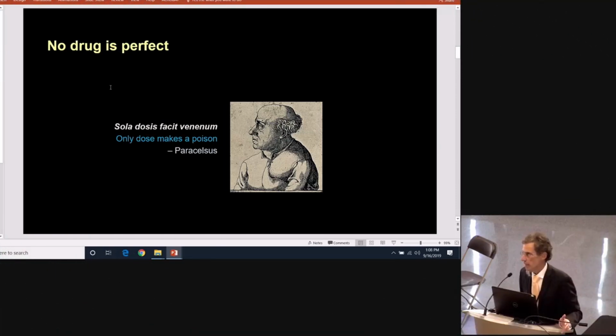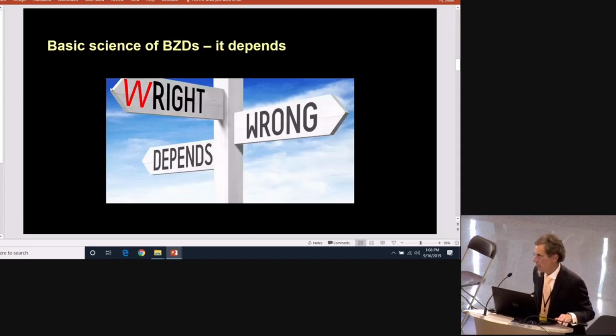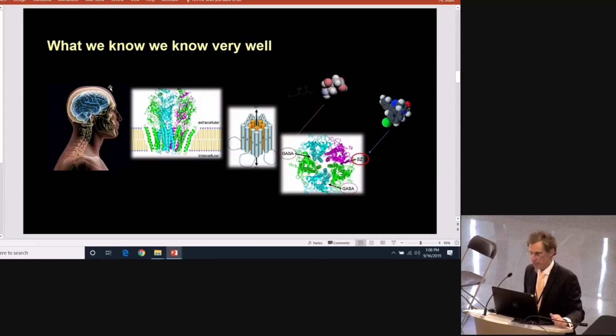And we know a lot about them for up to 4 weeks. Beyond that, this is why we're here today. So, what is the basic science of the benzodiazepines? And I think the conclusion I reach is that it depends. There is a Dr. Wright who's going to talk to us a little later. There's wrong. And then there's something in between.